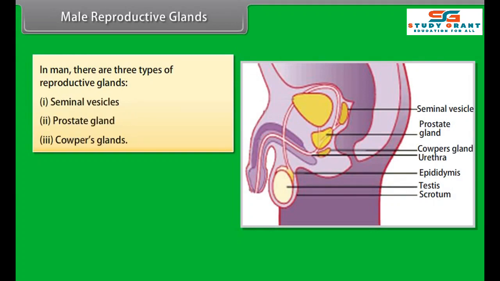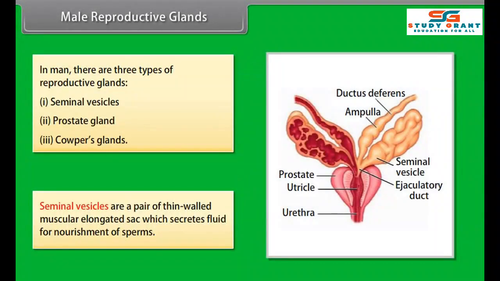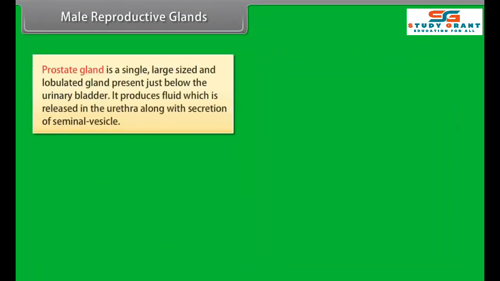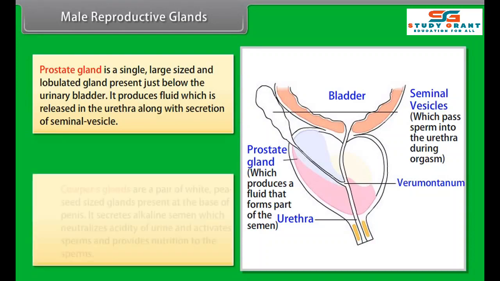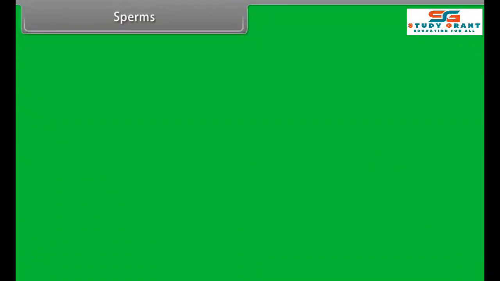Penis. Penis forms the external male genital organ. It is a cylindrical erectile copulatory organ with thick muscular walls. Its sensitive tip is called glans, which is covered by a retractable skin fold called prepuce. Male reproductive glands. In man there are three types of reproductive glands: seminal vesicles, prostate gland, and Cowper's glands.